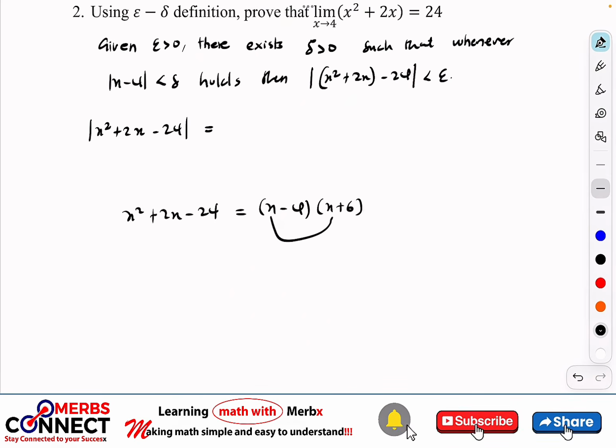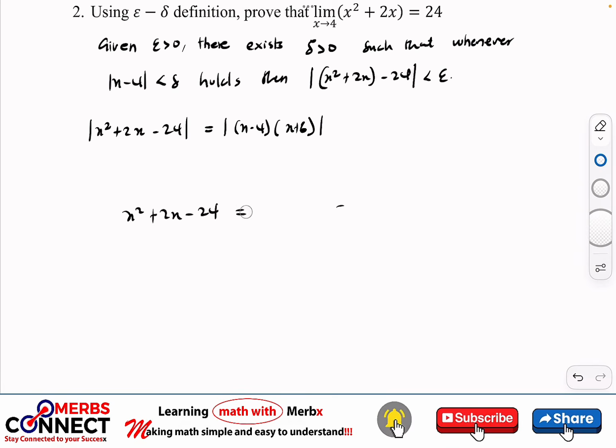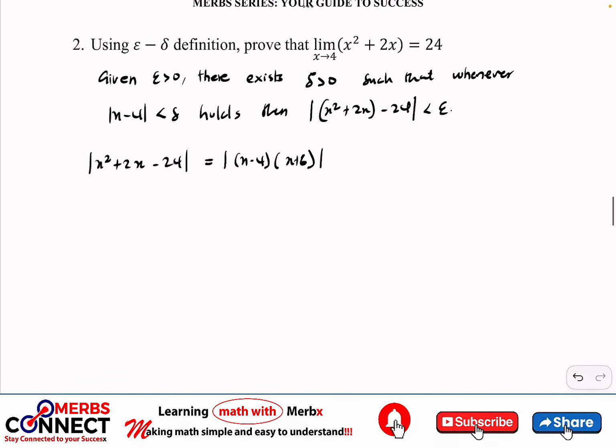So x times x is x squared, and then x times 6 is 6x. Minus 4 times x is minus 4x, which is going to give us 2x, which is here. And then minus 4 times 6 is going to give us minus 24. So we have this one here. So it means that this is the same as absolute of x minus 4, x plus 6. Absolute. Great. So the focus is on this. Always. That's where the focus is whenever we choose this one and we are proving that it's less than epsilon.